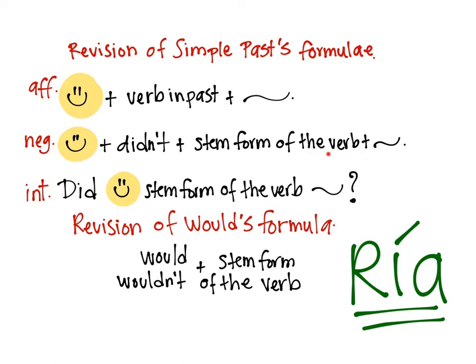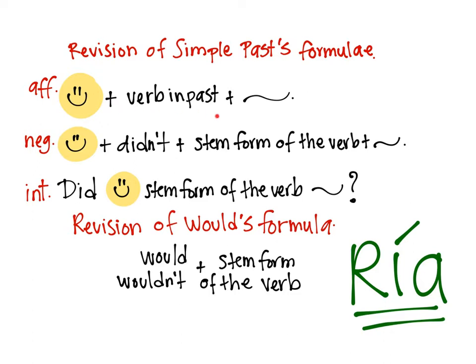Why the stem form of the verb? Remember, the stem form of the verb is what we will call the normal verb. Why? Because in this case, the only time that we're going to use the verb in past is only in affirmative. Remember that simple past is not simple at all. Simple present and simple past have formulae which are a little bit complicated because they change a lot from the affirmative to the negative and interrogative. In this case, we have to pay attention because didn't is a past of do and does. So remember, if you know the formulae of simple present, you automatically know the formulae of simple past.